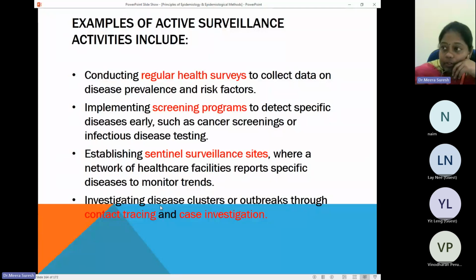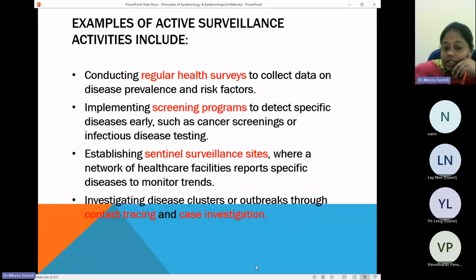So this screening program is one of the best methods to find out those people who have not yet developed symptoms but have the disease. The earlier we diagnose, the earlier we can give treatment, and then we can prevent them from going into complications, or even cure the disease. So that is the importance of a screening program, and it is a part of active surveillance.